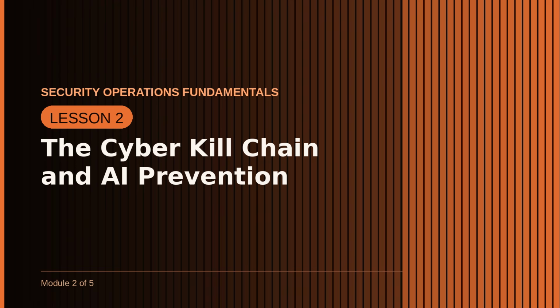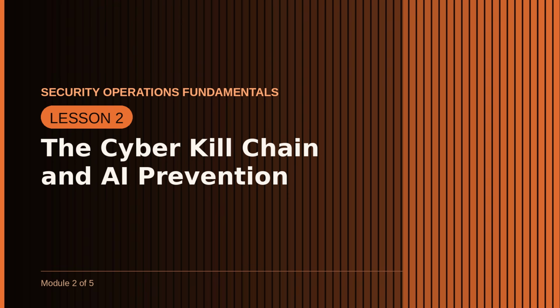The 7 stages of the Cyber Kill Chain are as follows: Reconnaissance, Weaponization, Delivery, Exploitation, Installation, Command and Control, and Actions on Objectives. An attacker must successfully complete every stage of the kill chain to achieve their objective. A defender only needs to disrupt one stage to stop the attack. The earlier the disruption, the less damage occurs.